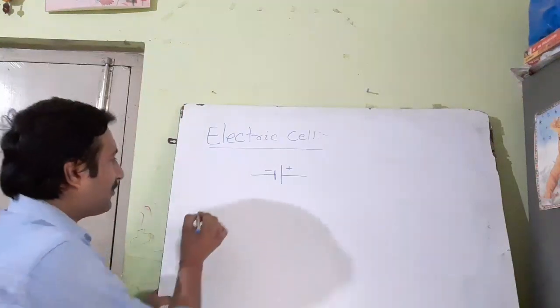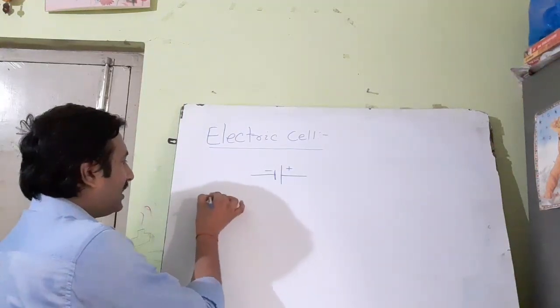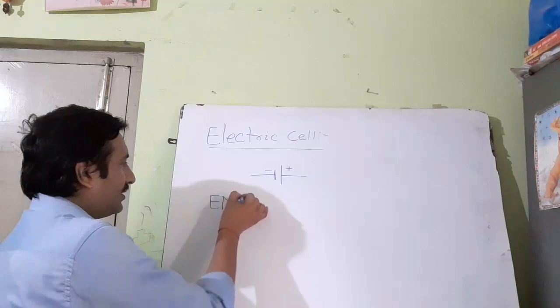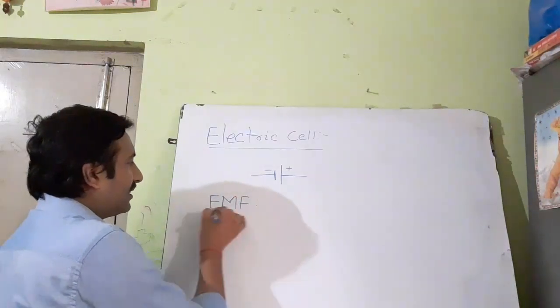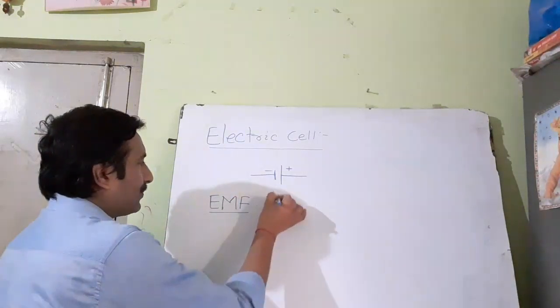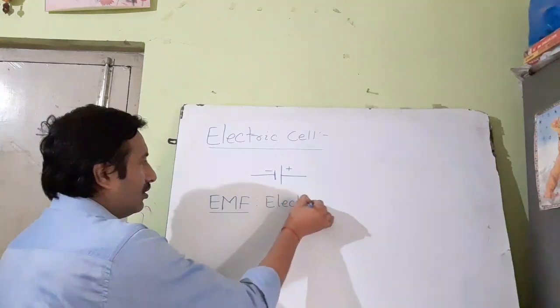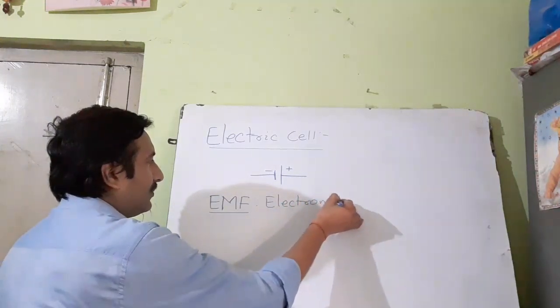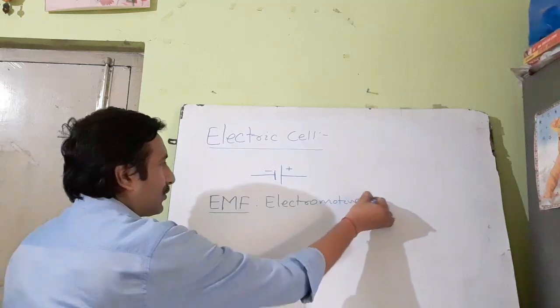Now I will study different terms related to electric cell. The first term related to electric cell is EMF, which is called electromotive force.